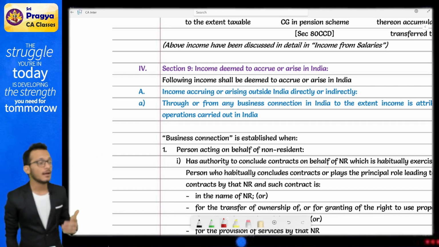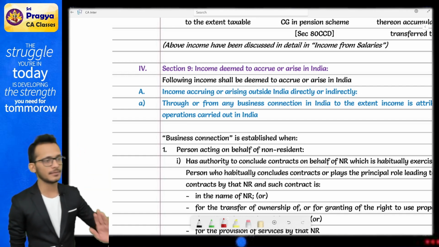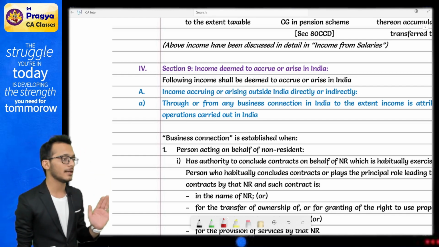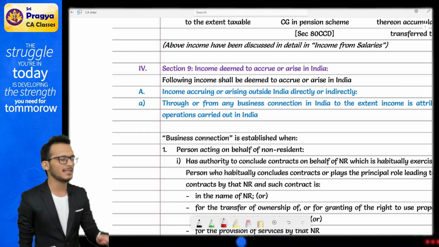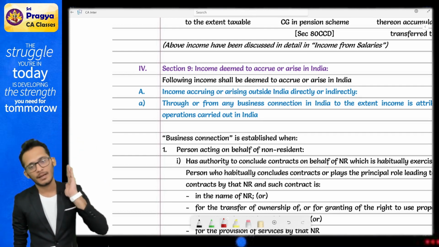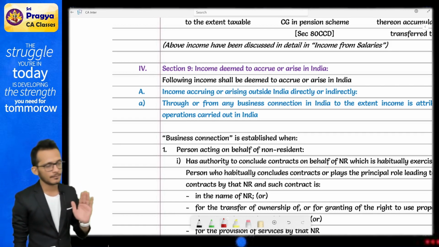After salaries, you have the next thing called HP. Income tax is coming and telling that if you have any income generating from a property which is situated in India, it is taxable in India, which means HP should be in India. Then they are coming and saying you are not in HP, you are in PGBP.